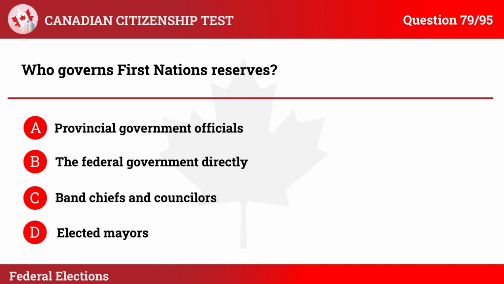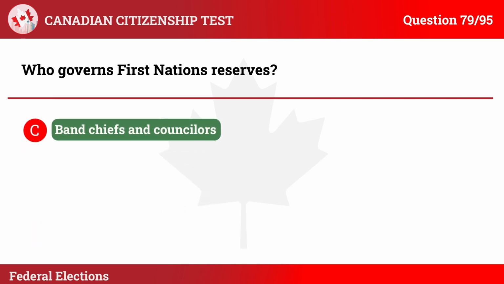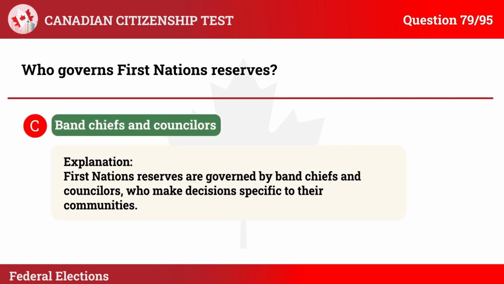The correct answer is C. Band chiefs and councillors. Explanation: First Nations reserves are governed by band chiefs and councillors, who make decisions specific to their communities.